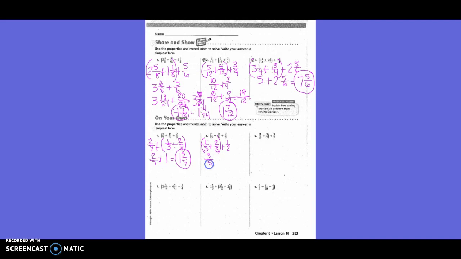So 3/5 plus 1/2. What's going to be my new common denominator? 10. So how did I get from 5 to 10? Times 2. So what I do on the bottom, I do on the top. So 3 times 2 is 6 tenths. How did I get from 2 to 10? Times 5. So 1 times 5 is 5. 6 tenths plus 5 tenths equals 11 tenths, which equals 1 and 1/10.